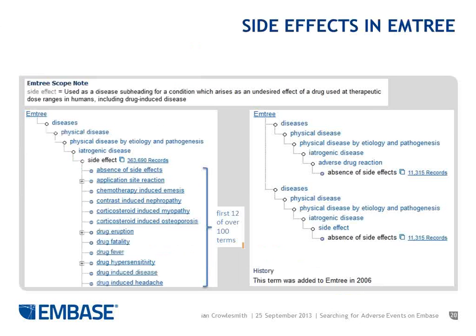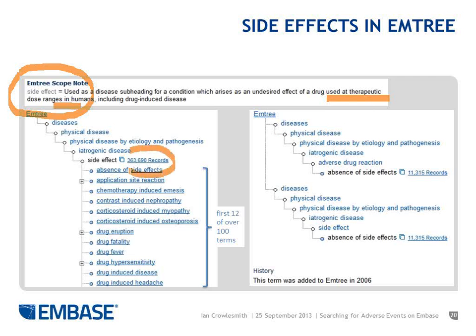We're looking at side effects. If you look at side effects on M-Tree, here is the scope note. It's more or less the same as adverse drug reaction, except the other way around. In this case, it's a subheading for diseases. And again, it's used at therapeutic dose ranges in humans. And you can again find it in M-Tree.